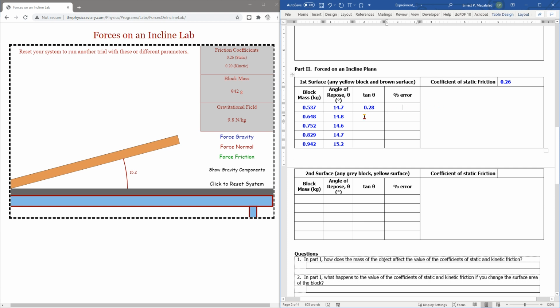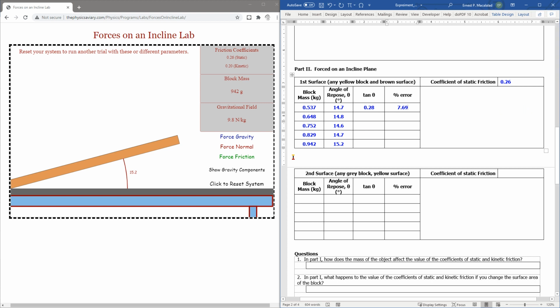For example, for the first trial, we take the absolute value of the difference between 0.26 and 0.28, and divide it by 0.26, our accepted value, and then multiply by 100%. The answer is 7.69%. Again, that's 0.28 minus 0.26, divided by 0.26, times 100, equals 7.69%.